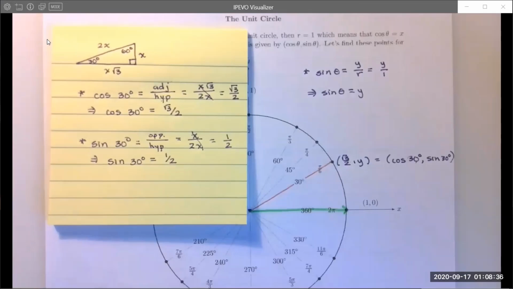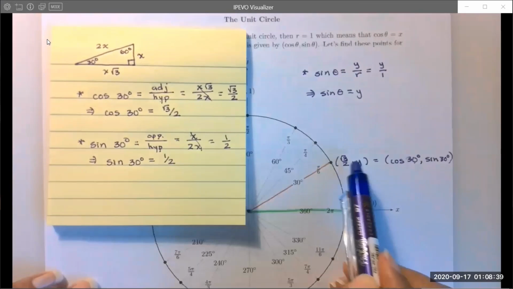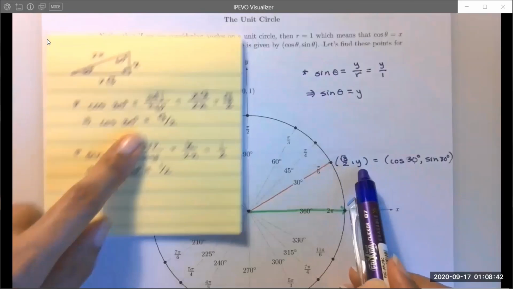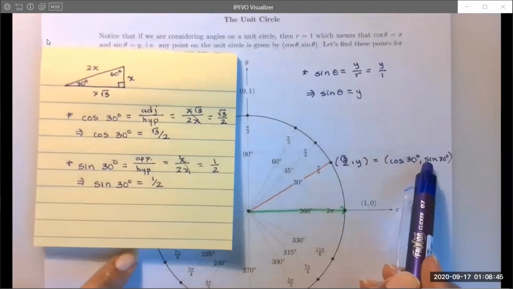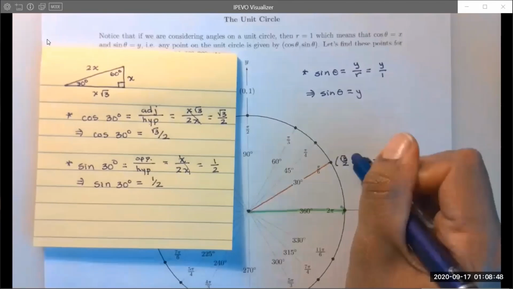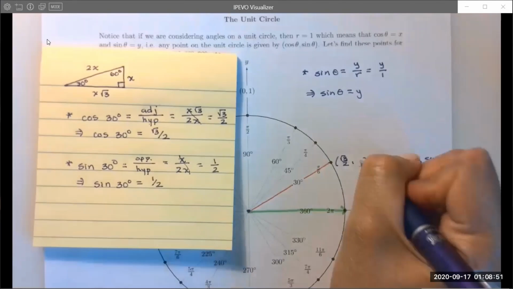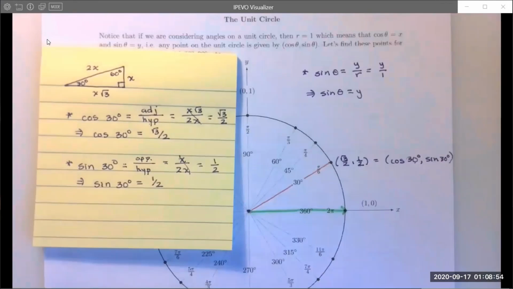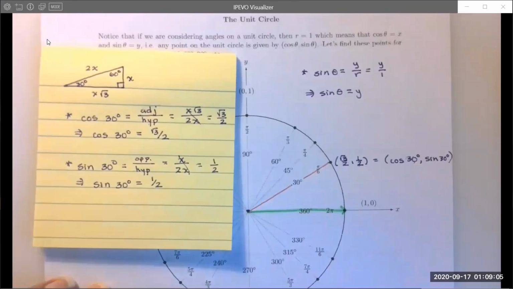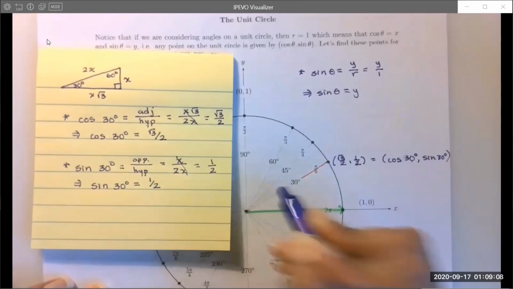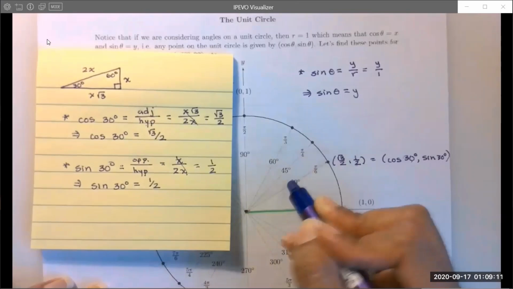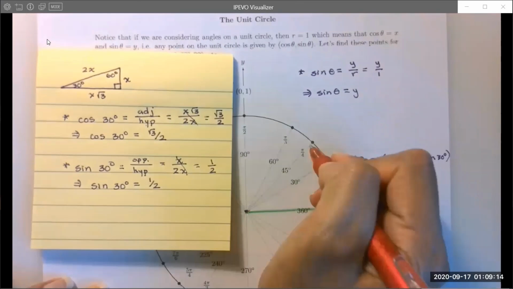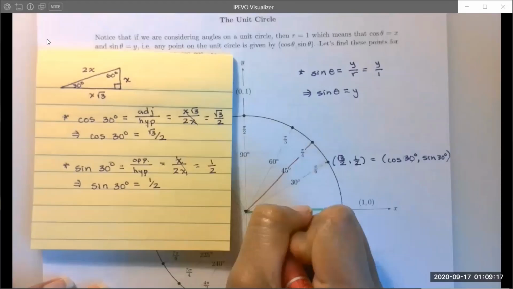So if cosine of 30 was radical 3 over 2, that's our x. And sine is the y, so sine of 30 was 1/2, which means that this coordinate is going to be 1/2. We can repeat that process for 45 degrees. Let me erase this terminal side because now we're considering an angle that measures 45 degrees. So it opens that way. That's 45 degrees.